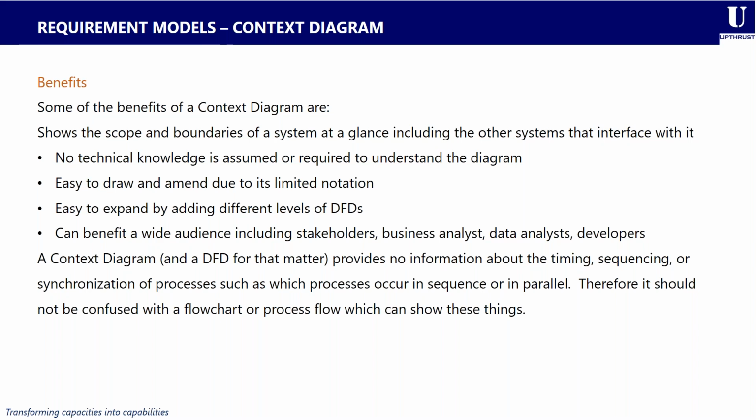A context diagram provides no information about timing. That's very, very important. It gives no information about sequencing or synchronization of a process, such as which processes occur in sequence or in parallel. Therefore, it should not be confused with a flow chart or a process flow, which can show all of these timing and sequences of activities within the system.